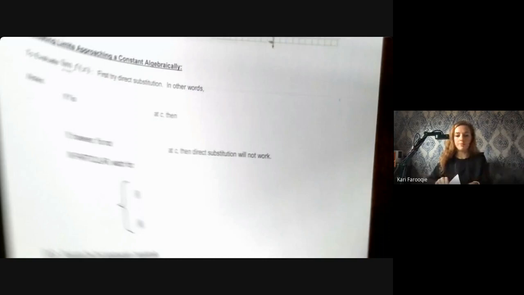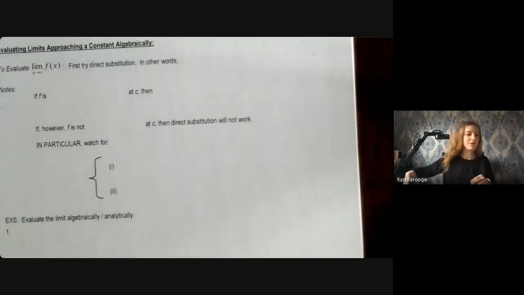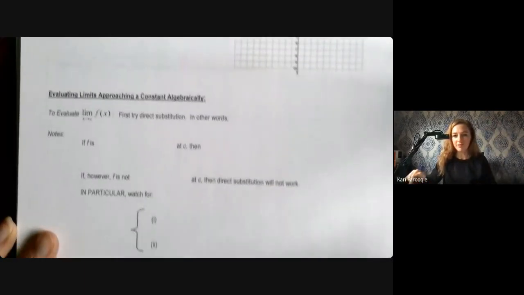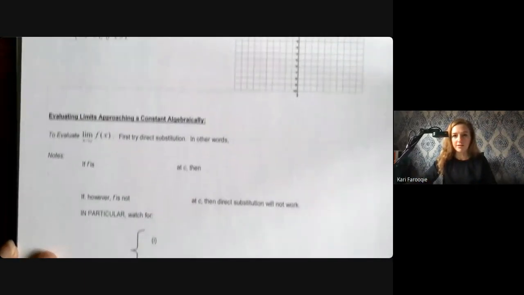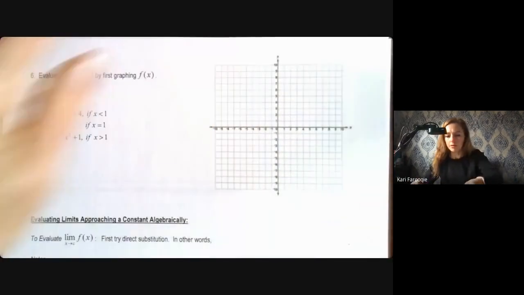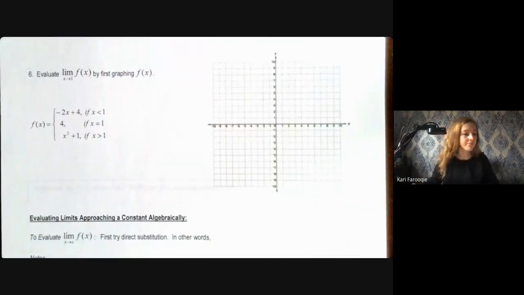All right, now we're bringing this back to the piecewise function, which we graphed one of a couple lessons ago, but we'll do that now. I know, I love piecewise functions. I don't know, they're just cool.